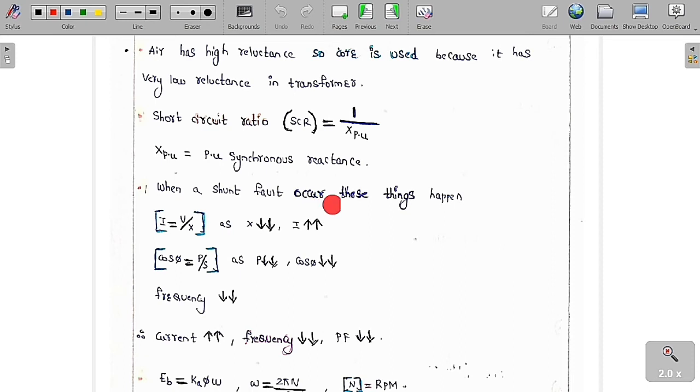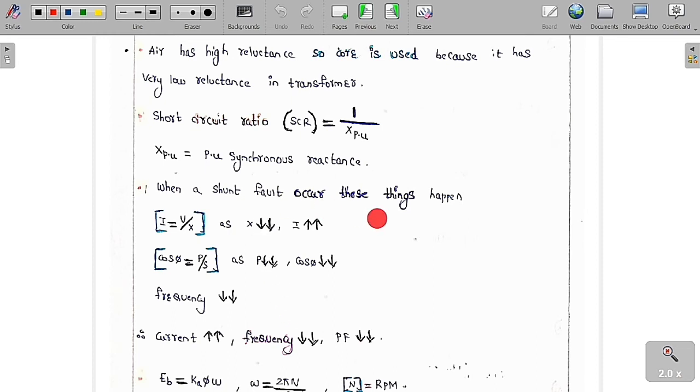Whenever a shunt fault occurs, these things are going to happen. I is equal to V by X. As X decreases, the current I will increase. Power factor is equal to P by S. As the shunt fault increases, the power decreases, so therefore cos phi decreases. And also the frequency will decrease. So finally, the current increases, the frequency decreases and the power factor decreases.